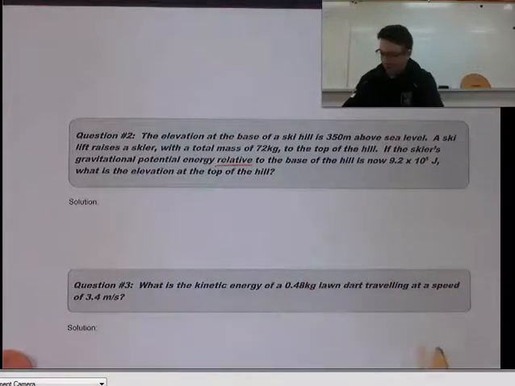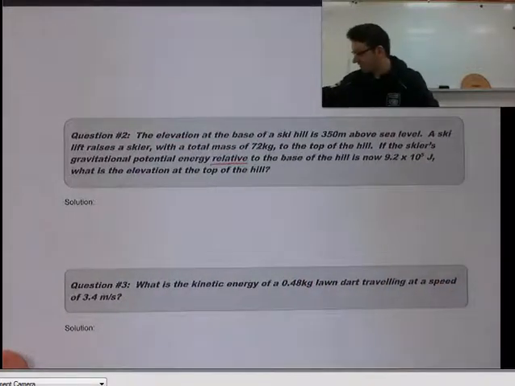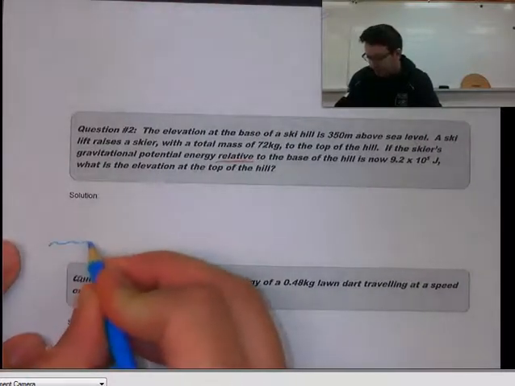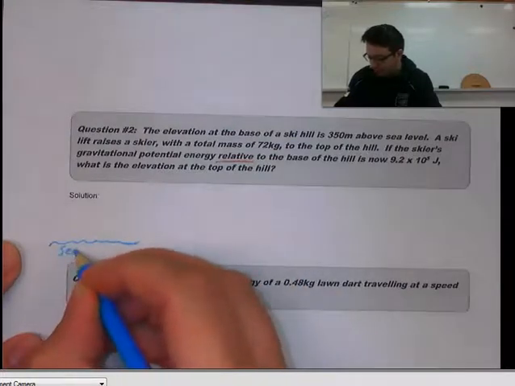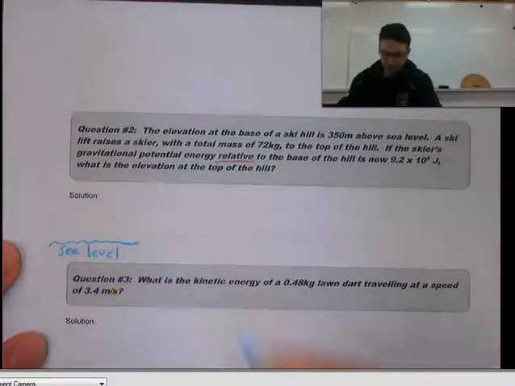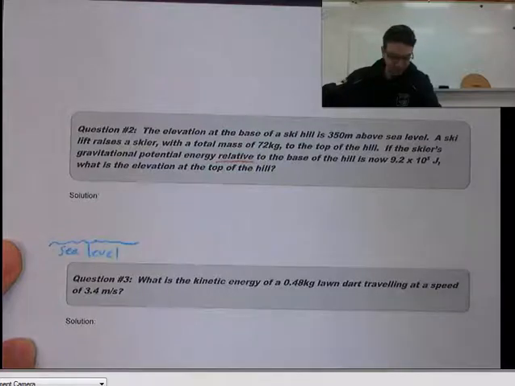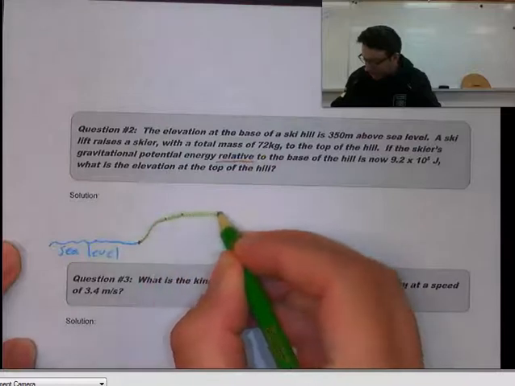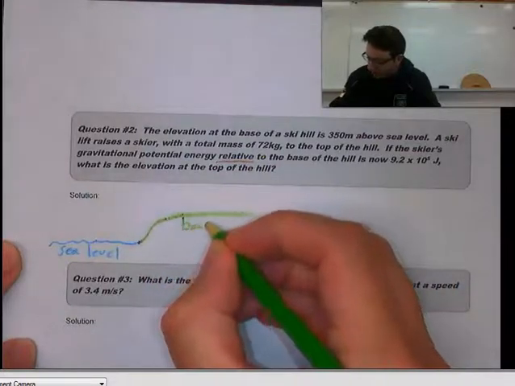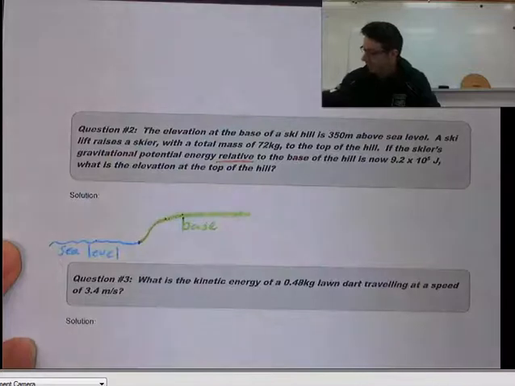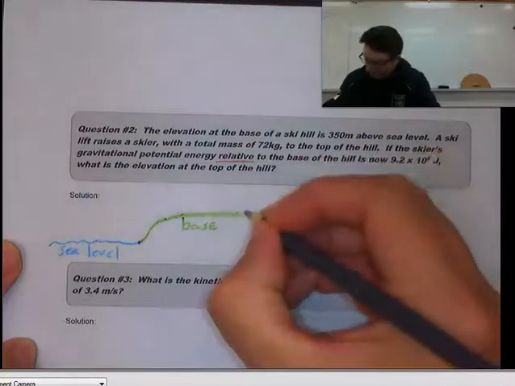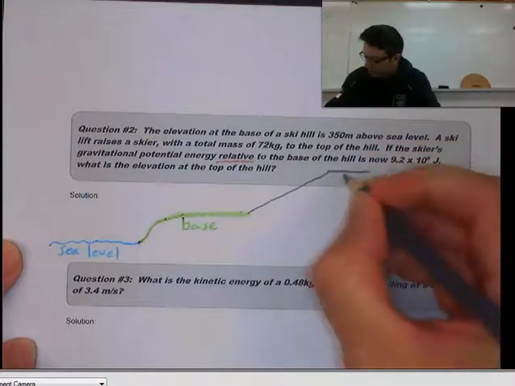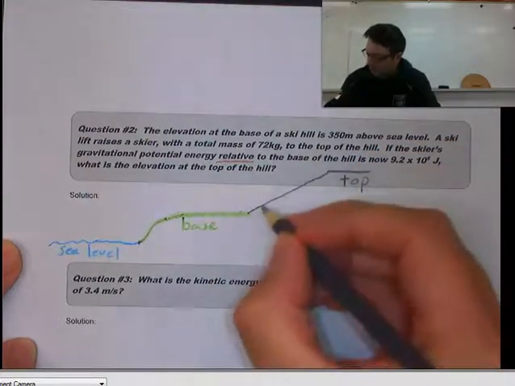Okay, so this is a lot. Let's sort of draw a picture here, because there's so much information. So we have sea level somewhere. Here's sea level. That's sea level. And then we have the base of our hill, which is somewhere up here. Let's call this the base. And then we go up our hill on a lift all the way to the top. That's our ski lift right there.